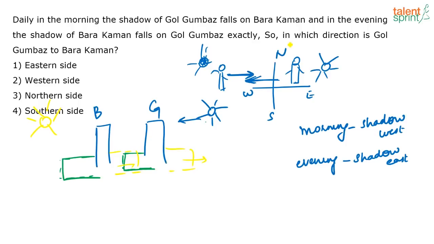Now, what is the question? In which direction is Gol Gamas to Bara Kaman? So, which direction is Gol Gamas with respect to Bara Kaman? It's towards the east, that is the eastern side, option 1. I hope it is clear. This is the only thing that you have to remember. In the morning, the shadow will always fall towards the west. In the evening, the shadow will always fall towards the east. And you just have to fix which building is where. Clear, no? Let's look at the next one.